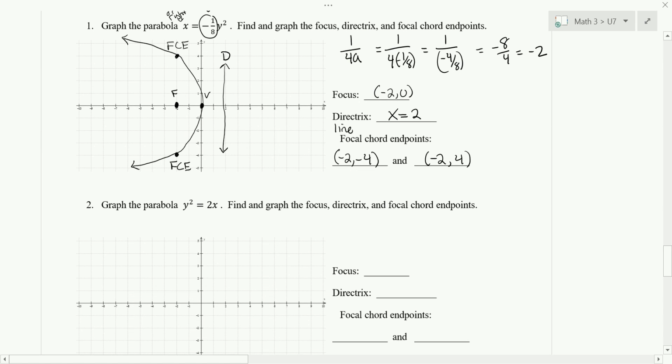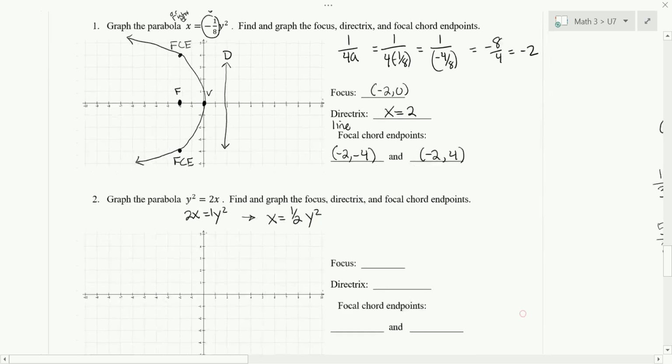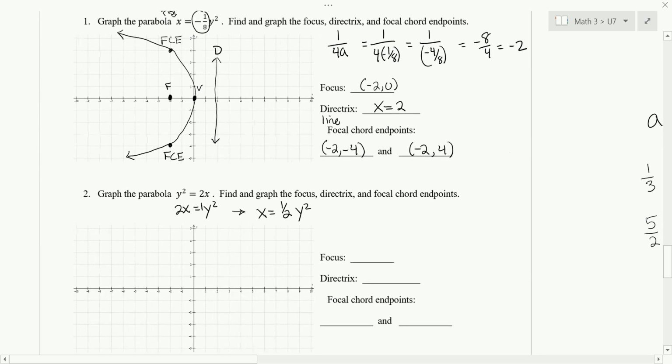So number 2, what's the first thing we need to do? Solve for x. Solve for the variable that's not squared. So 2x is equal to y squared. There's an invisible 1 in front of that y squared, so we're going to divide it by 2. And we end up with x equals 1/2 y squared. I'll give you a little time to work through the rest of this.